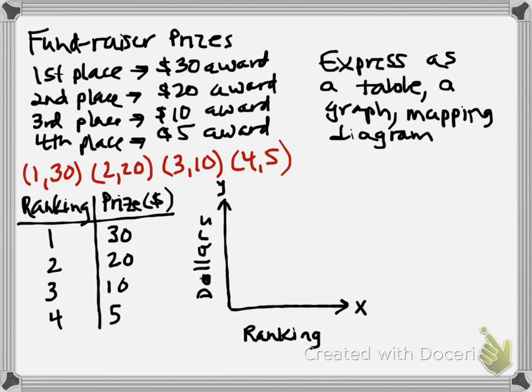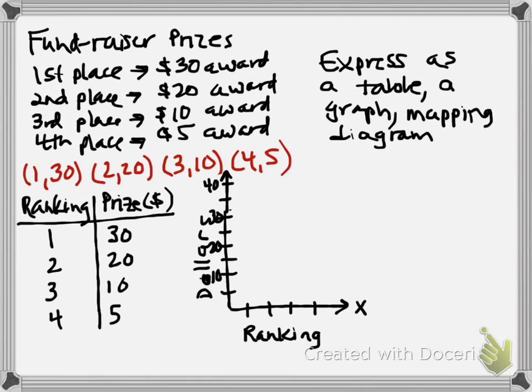Okay, so I need to go up to 4 on ranking, and I need to go 10, 15, 20, 25, 30. I'm going to go a little higher on this guy. So here's 10, here's 20, here's 30. So I chose to count by 5s. I could have chosen to count by less than that as well.